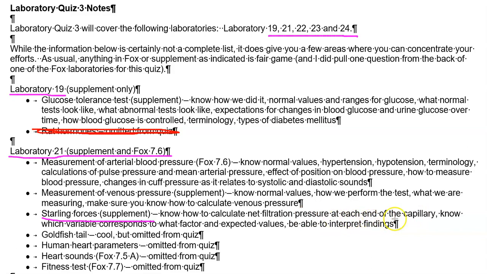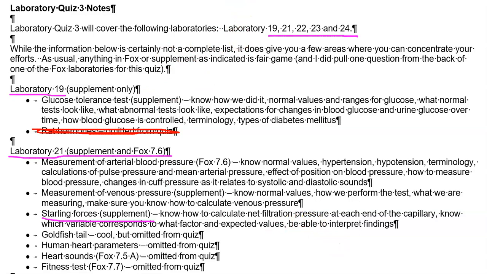Know what happens at each end of the capillary, so the arterial end versus the venous end, and which favors filtration and which favors reabsorption, right? So that's what that's asking. Know how to calculate the net filtration pressure and be able to interpret the findings. Again, it's lab. I would have to give you the formula.